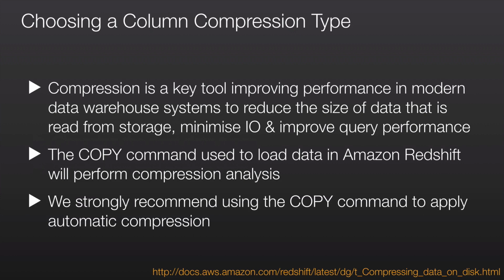You can apply compression encodings to columns in tables manually based on your own evaluation of data, and that's an option that's open to you. But you can also use the copy command that's provided to Redshift, and if you do this, it will analyze and apply compression automatically, and we strongly recommend using the copy command to apply automatic compression.